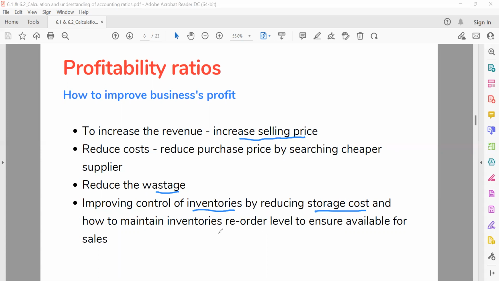Inventory reorder level, which is that you have a powerful inventory control system which is able to integrate from different departments to ensure the supply of the goods is able to fulfill the requirement from the customer. We just keep a minimum stock level.